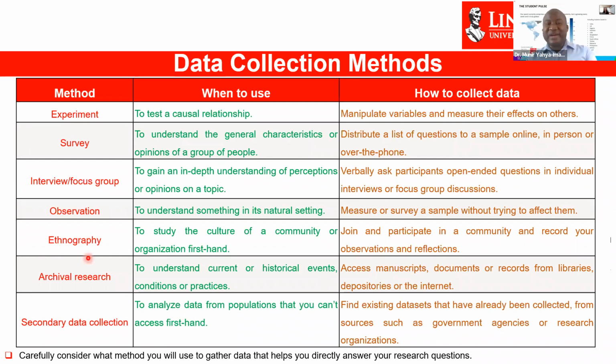We can also have archival research. Here, you understand current and historical events, conditions, or practices. Okay, so how do we use this? Access manuscripts, documents, or records from libraries, repositories, or the internet. Okay, then you can have secondary data collection. Here, you analyze data for a population that you can't access firsthand. That's when you use this kind of secondary data collection. So how do we use this? Find existing data sets that have already been collected from sources such as government agencies or research organizations.